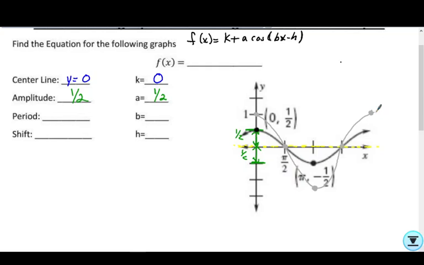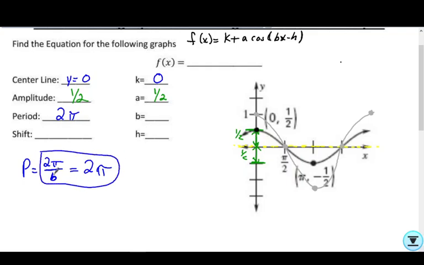So we can see here that there has been no change in period because my maximum is still at 0 and my minimum is still at pi, just like the parent function. That means my period is still 2 pi. So remember, my equation is period equals 2 pi over b. In this case, my period is, in fact, 2 pi. If we had a change, we would have taken this and solved for b. But obviously, the only number b can be to get 2 pi again is 1.